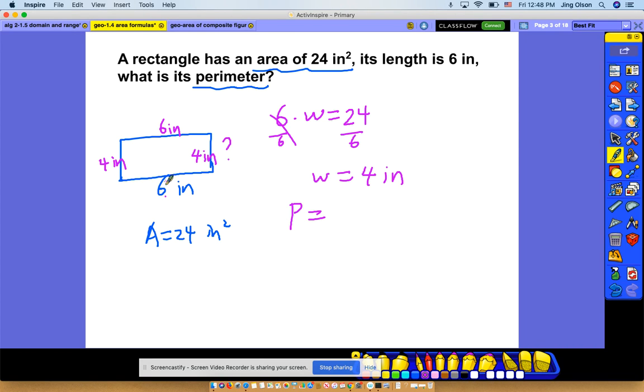I can do 2 6s, which is 12, and 2 4s, which is 8. So 12 plus 8 is 20, or you can do 6 and 4 is a 10. This is a 10 here. So either way, the answer is 20 inches. So the perimeter is 20 inches.